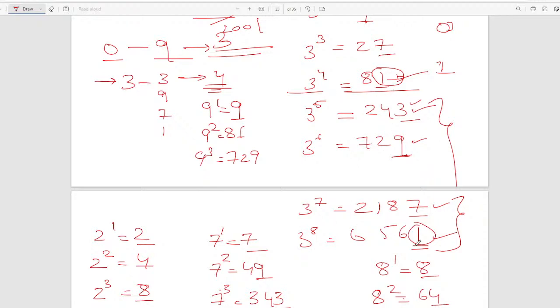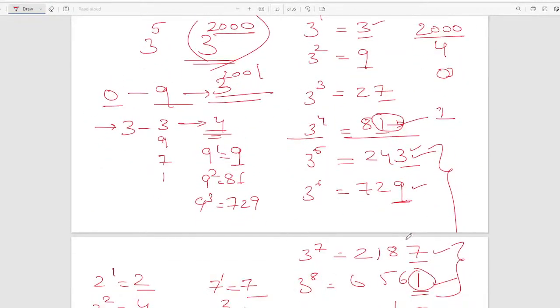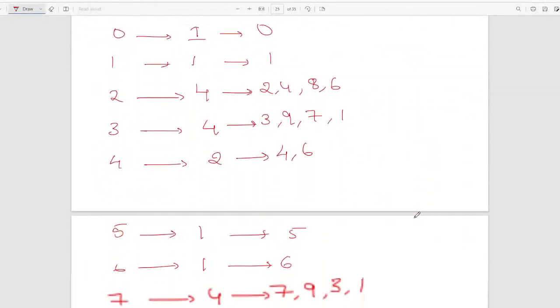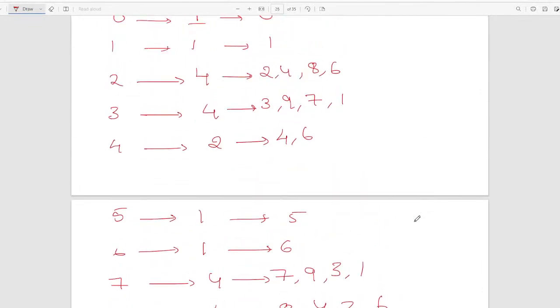If when you divide that number by 4 you get a remainder 1, then the unit digit would be 3. So for 3, you can say if the remainder is 0, the unit digit will be 1. The remainder is 1, the unit digit will be 3. If the remainder is 2, the unit digit will be 9. If the remainder is 3, the unit digit will be 7. I hope you understood this.